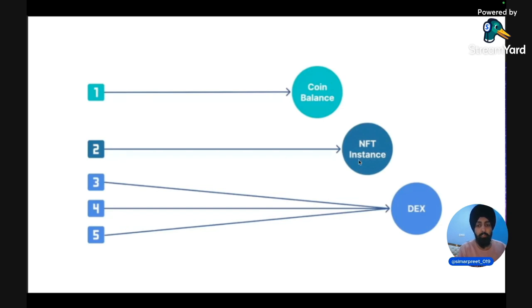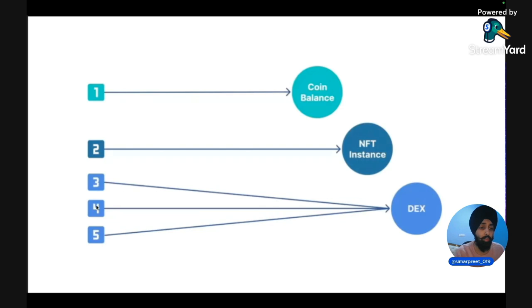The second thing is the NFT instance. The rest, 3, 4, 5, are coming to our text. These are nothing but the transactions and the objects. The first transaction was around coin balance inquiry or coin balance transfer from one owner to another. The second was the NFT instance, where a transaction could happen in which NFT ownership was transferred from one owner to another, or it could be minted.